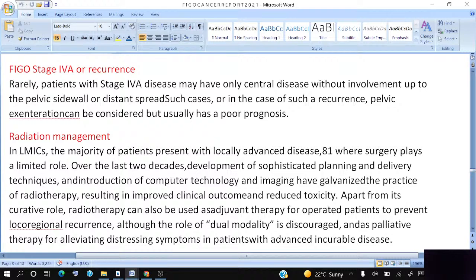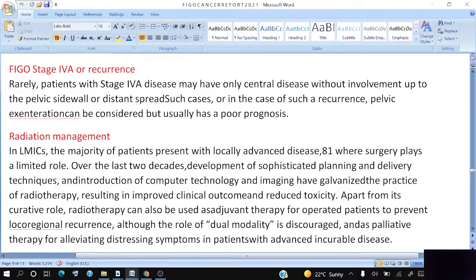So we have here the figure, stage 4A recurrence, with a patient with stage 4A disease and only central disease, so without involvement of the pelvic side wall. And this is not distended with spreading. So here the recurrence of pelvic extension is usually considered a poor prognosis.